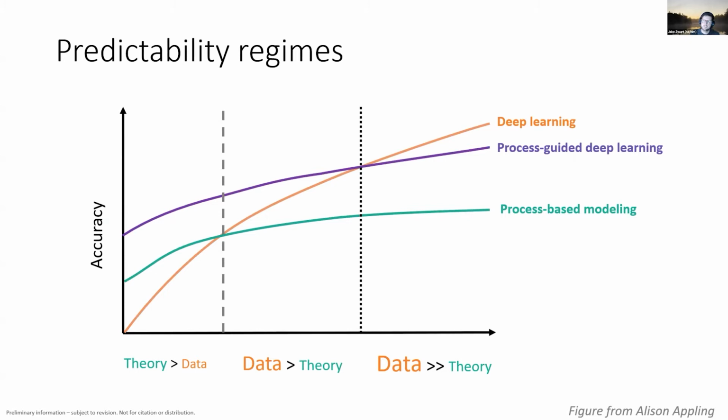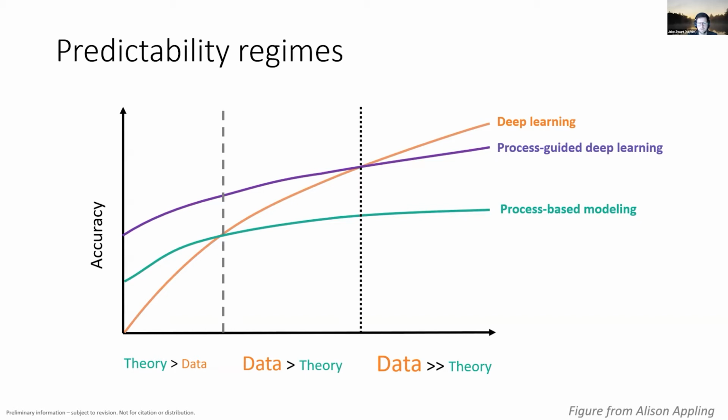And our group has proposed that there are 3 different regimes of predictability when it comes to Earth system predictions, and the types of models that are available to us. The 3 different regimes are, on the far left, where our theory of environmental systems is pretty good and we don't have very much data. And we expect the process-guided deep learning model will be superior in performance in that case.